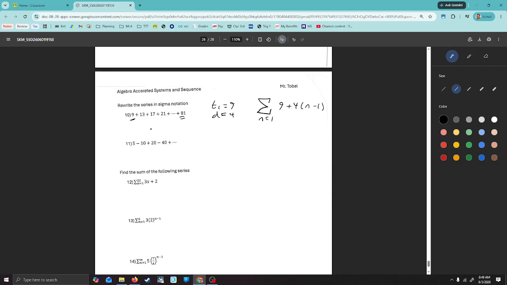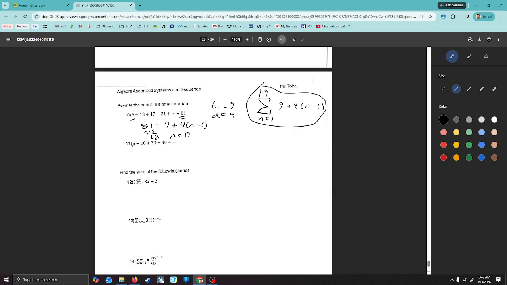Now to figure out this, what I'm going to do is just set it equal to 81. You could caveman it, but just set it equal to 81. 9 plus 4 times (n minus 1). And then I'm just going to use a calculator. 72 divided by 4 is 18. And then plus 1, 19. So it's 19. So n equals 19. So I put a 19 on top for this one.